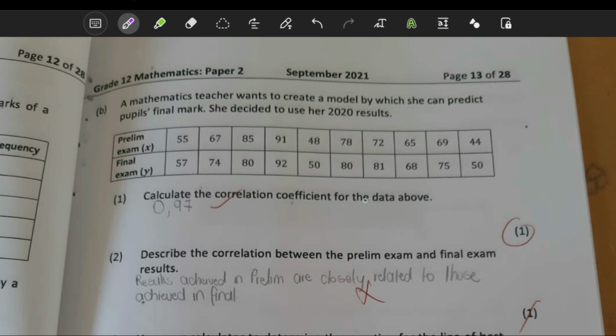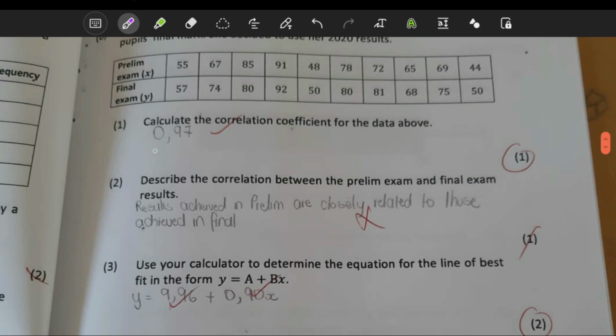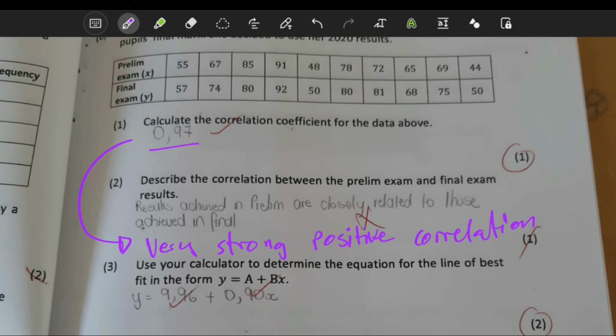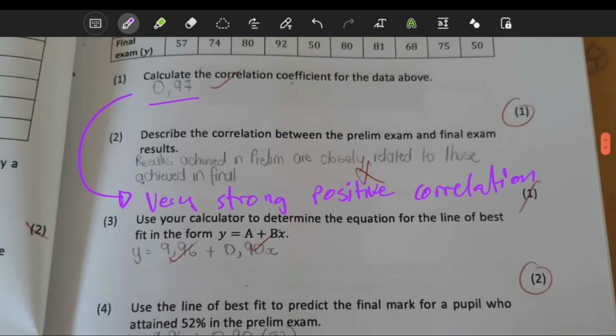Then they said here calculate the correlation coefficient. We know you can just use your calculator for that. Firstly, you have to submit all your data into your calculator, remember. So if this is the correlation coefficient describing your data, when you describe the correlation coefficient, it's quite simple. You literally just have to state, firstly, this is very close to 1. So this is a very strong positive correlation. There we go. Very strong positive correlation.